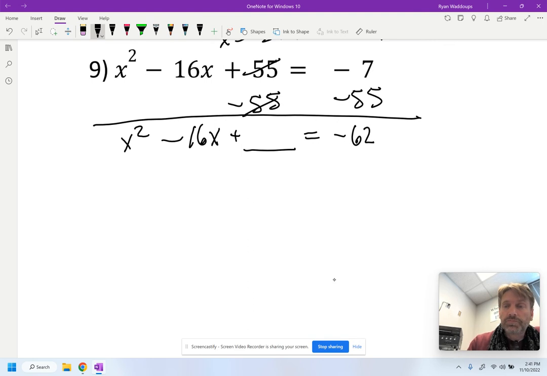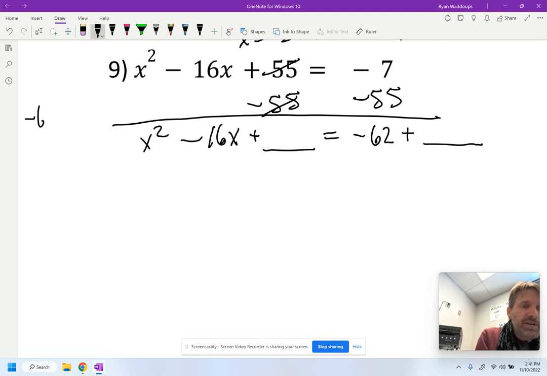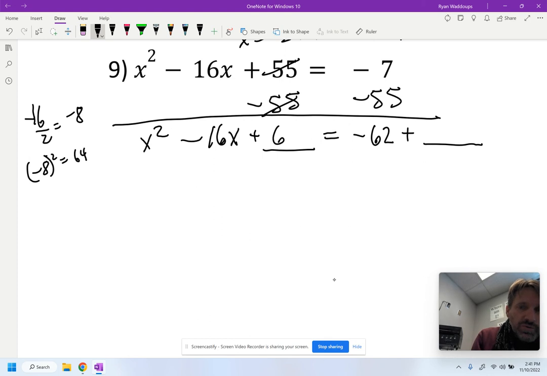Negative 62. Plus, again, something. So then I figure out what goes with them. So I write negative 16 off on the left. Divide by 2 is negative 8. Negative 8 squared is positive 64. So 64 is what I'm going to add here and here.